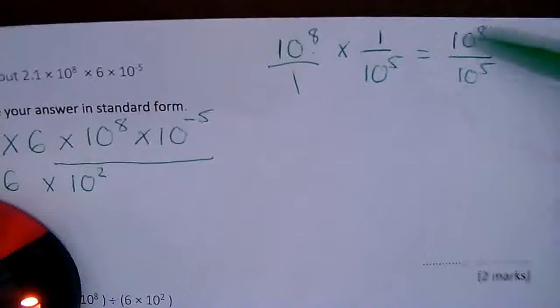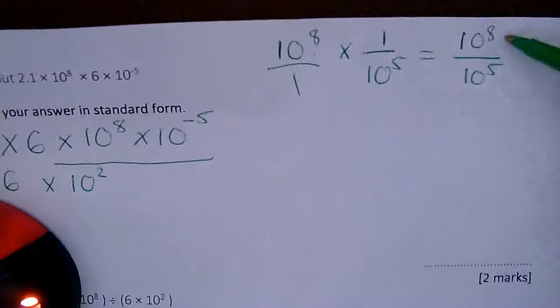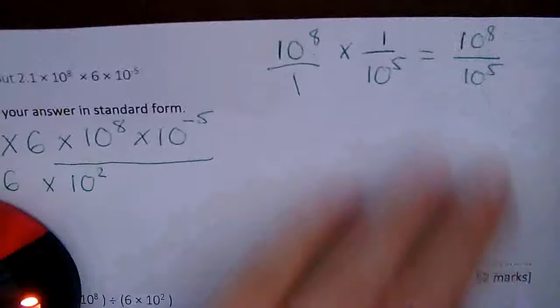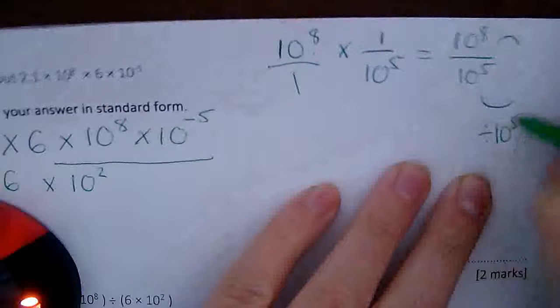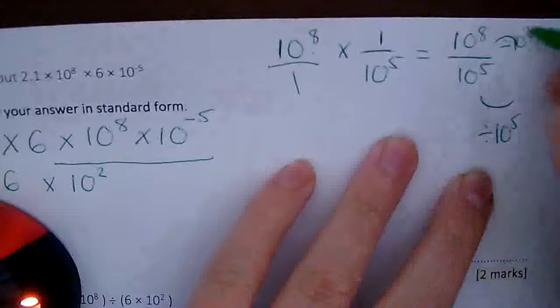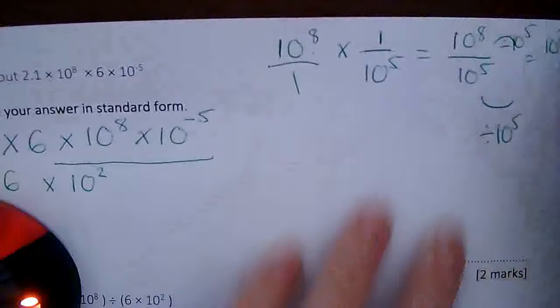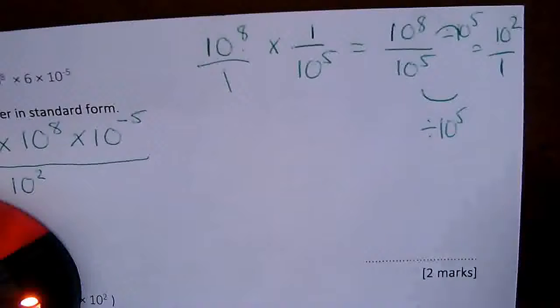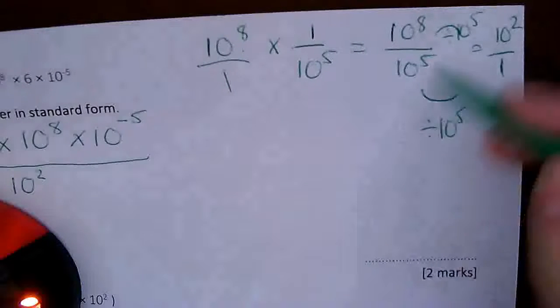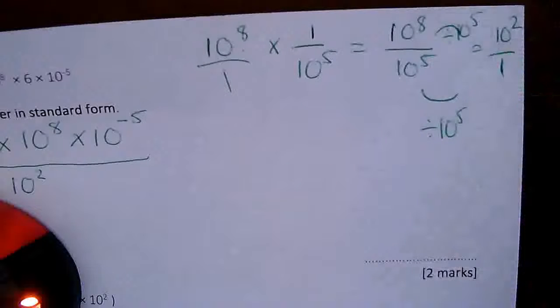And we can see here, if we were to write that out in full, that there'd be a factor of 10 to the power of 5 in both. So I can divide both top and bottom by 10 to the power of 5, and that would just leave us with 10 to the power of 2 over 1, which is just 10 squared. So if you need a bit more help with that, you could write it out even fuller.